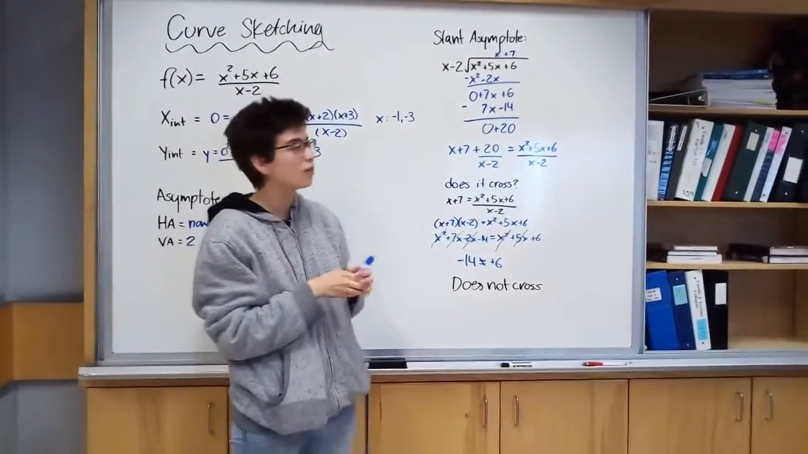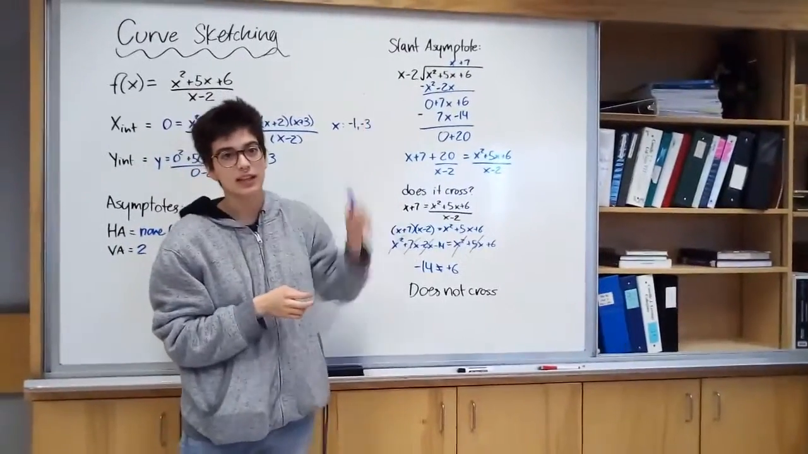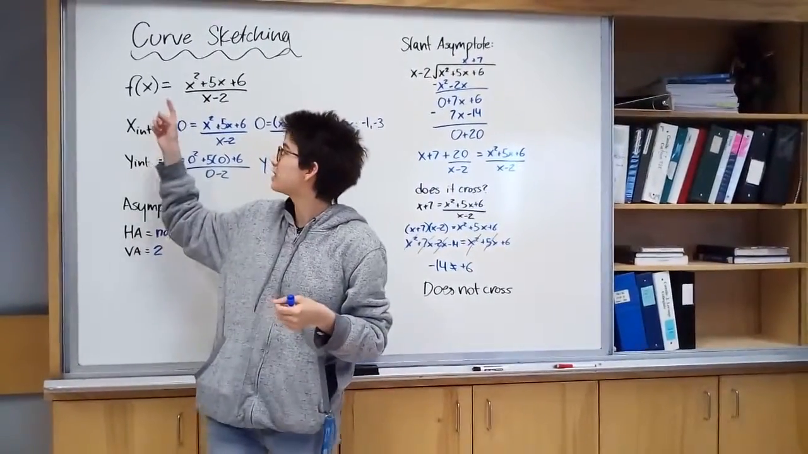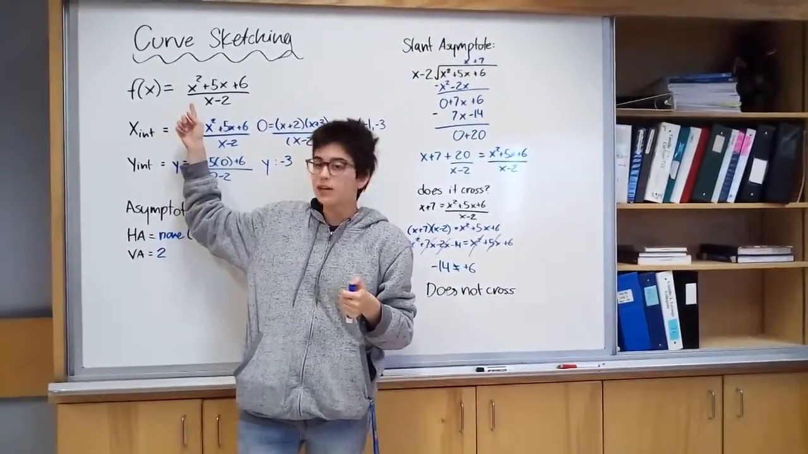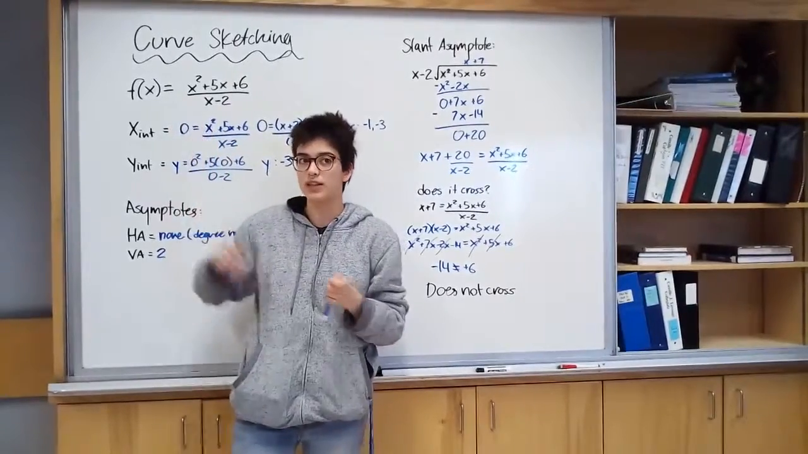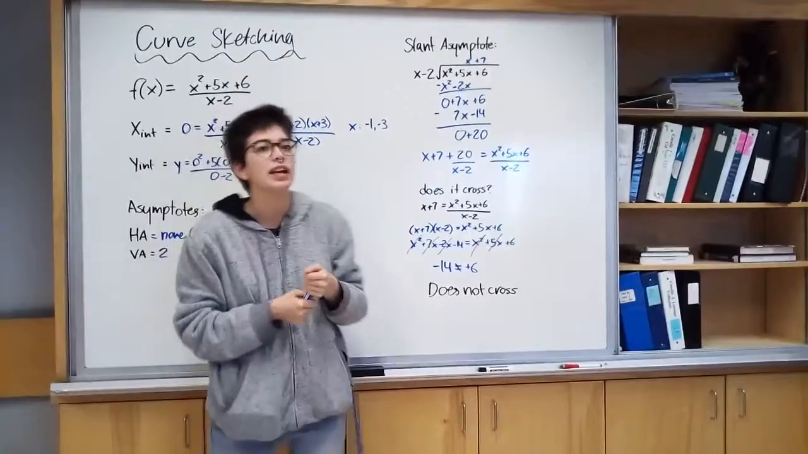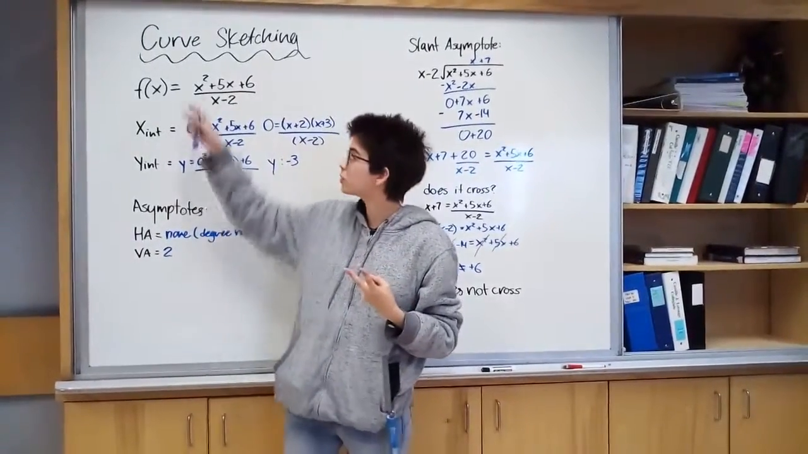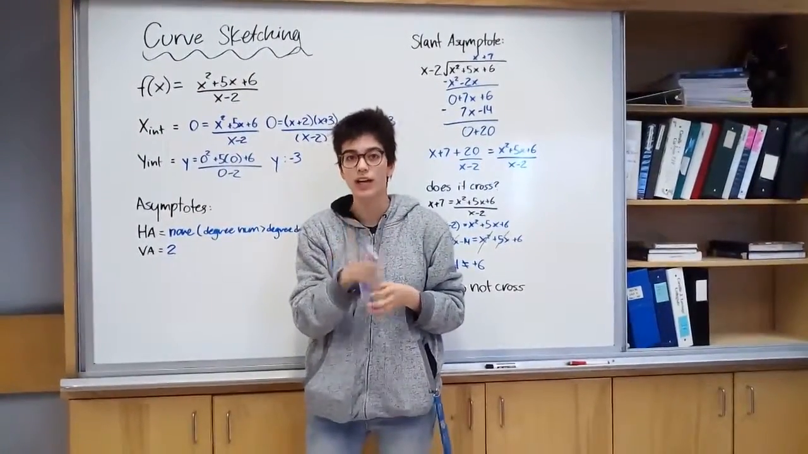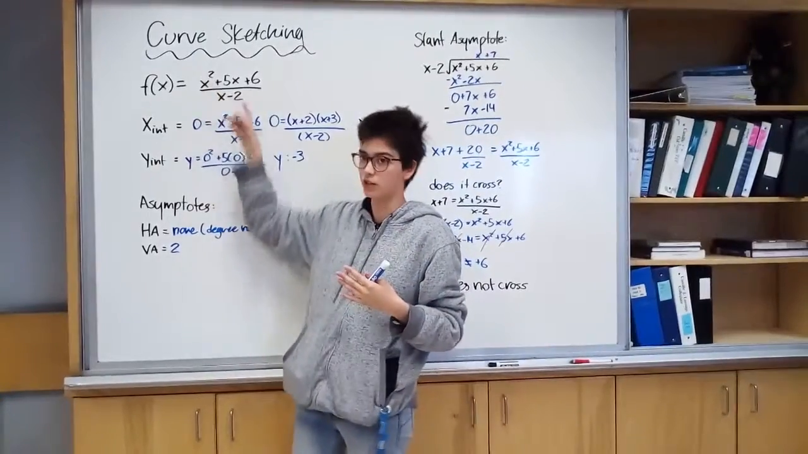One of the more complicated ones here is the slant asymptote. The slant asymptote can only exist when the degree of the numerator is greater than the degree of the denominator. And this is why horizontal asymptotes and slant asymptotes can't both exist. And the difference between the degrees has to be 1. It can't be 3 or 4, it has to be a difference of 1.